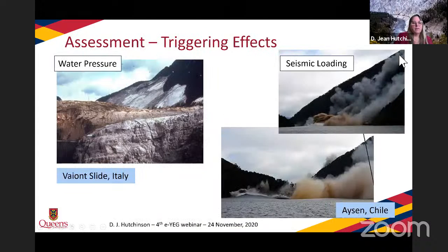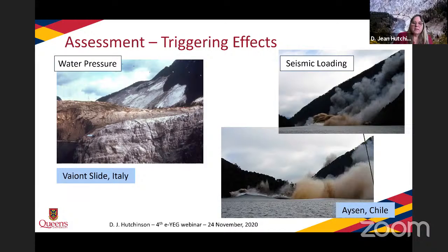Another is triggering effects, water pressure, or seismic loading. In the right-hand case, I have included this set of pictures from the Navy in Chile, who observed the effects of an earthquake in the Isen Fjord and observed this rock which came down from the mountain and basically skipped across the water surface. So this is a very unique circumstance.